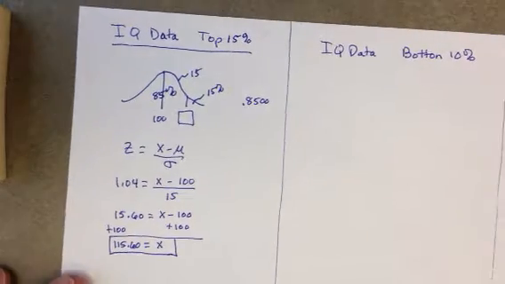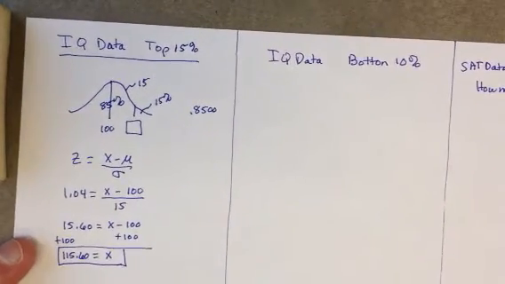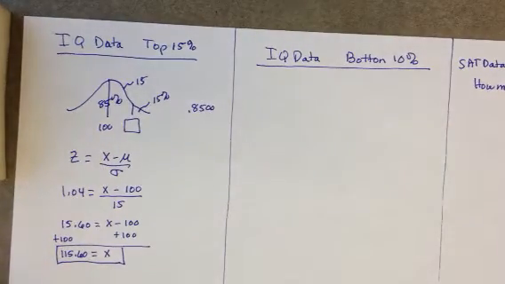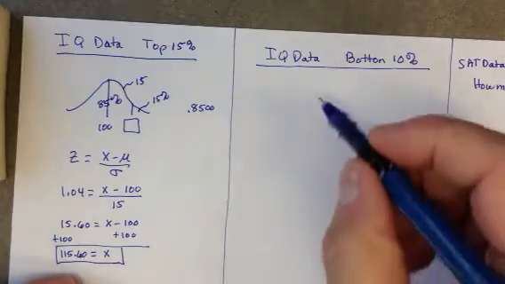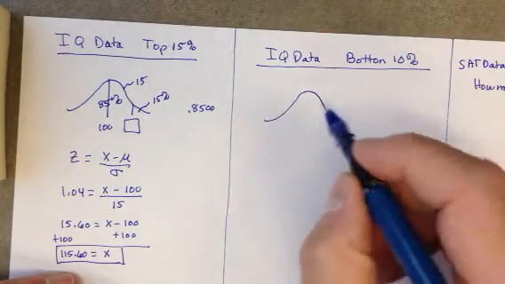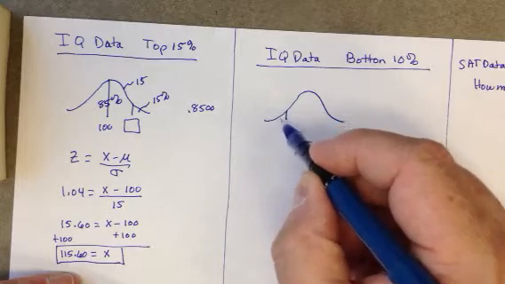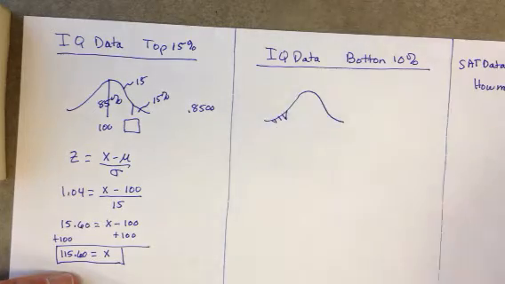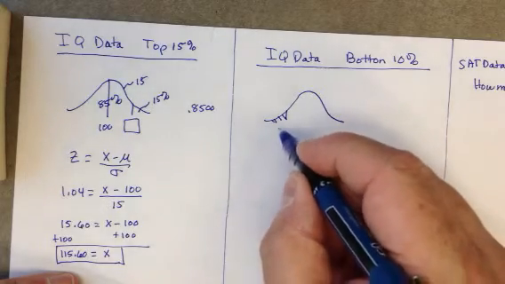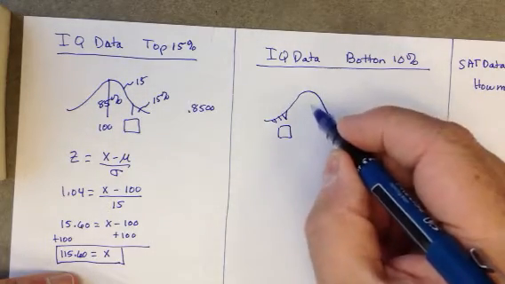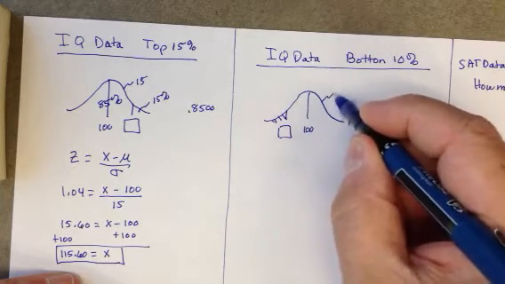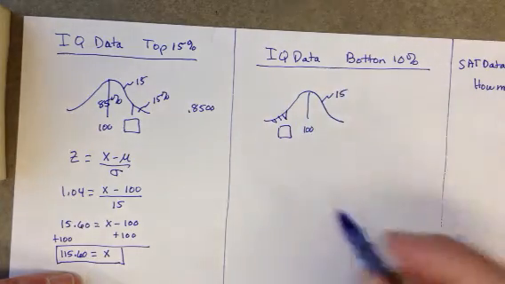Our second question is, okay, that worked great on that side. Let's see, what is the cutoff for the bottom 10%? So again, we draw our curve. We notice this time we're at the bottom 10%, so we're all the way to the left. That tells us which chart we're going to use. Again, we're looking for the score. Again, the mean is 100, since it's IQ data, and 15 is the standard deviation.